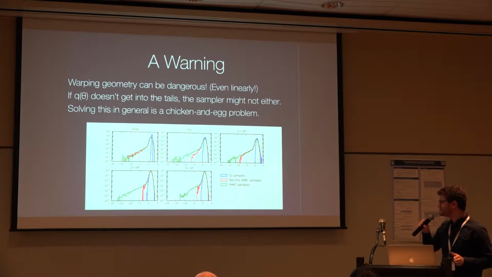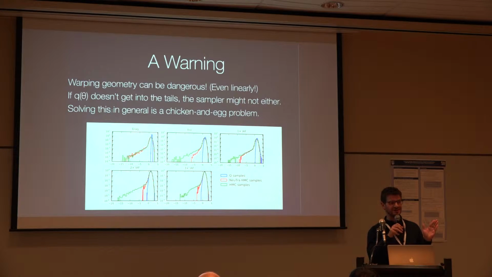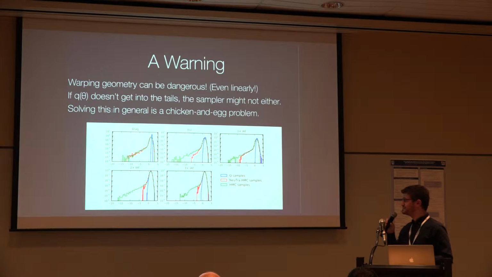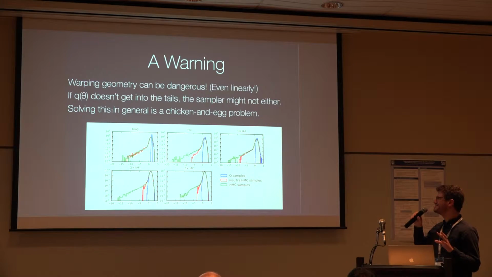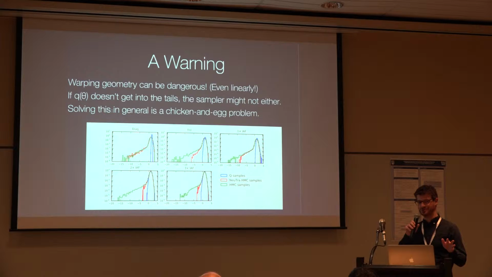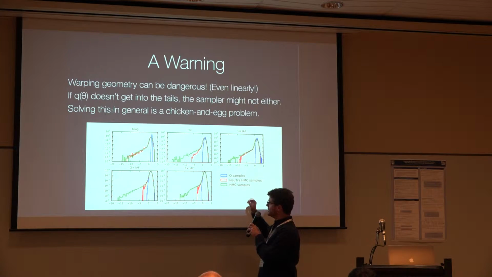In the interests of full disclosure, I should say, warping geometry can be dangerous. It is possible to do more harm than good if you aren't careful. Sometimes even if you are, and sometimes even if you just use a linear transformation, which we found a little surprising. So these are the worst marginals that we could find on this sparse logistic regression problem, with different kinds of preconditioning. These are marginal density plots, log density plots.